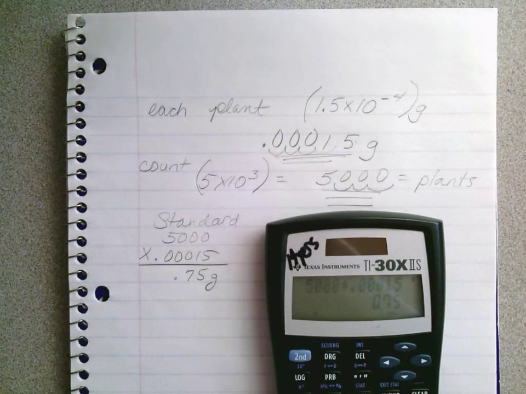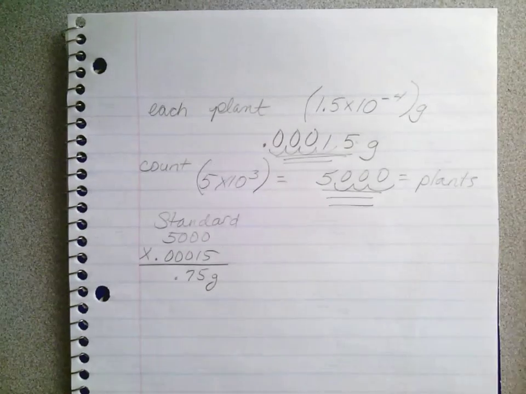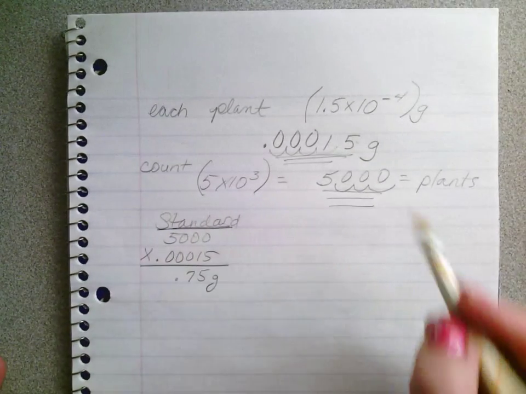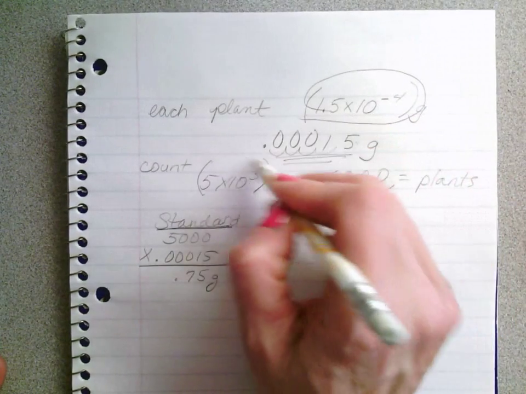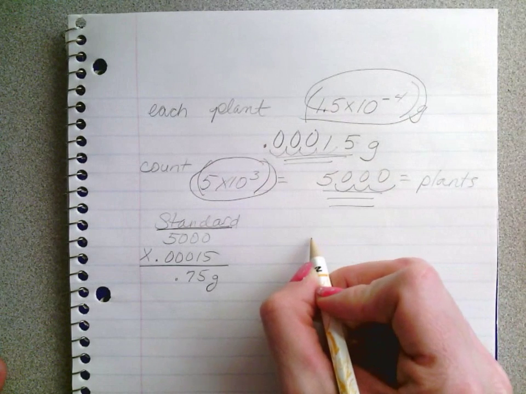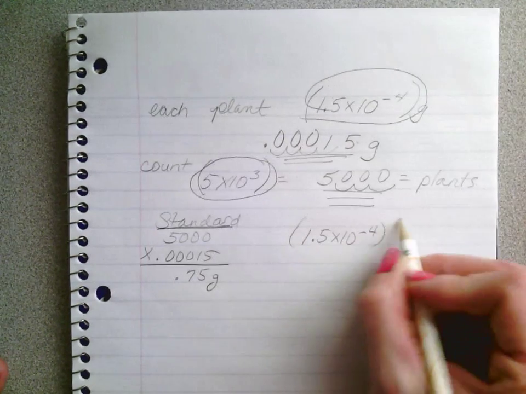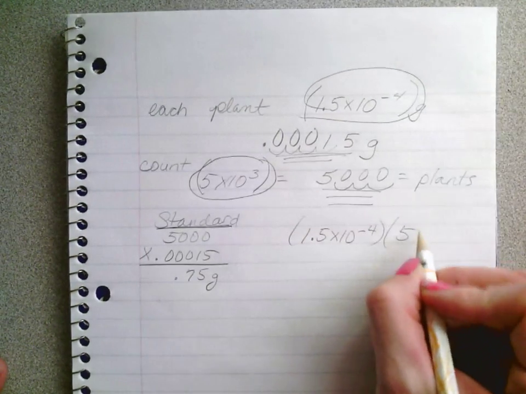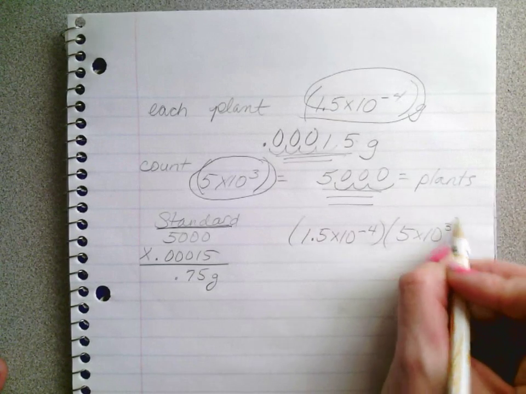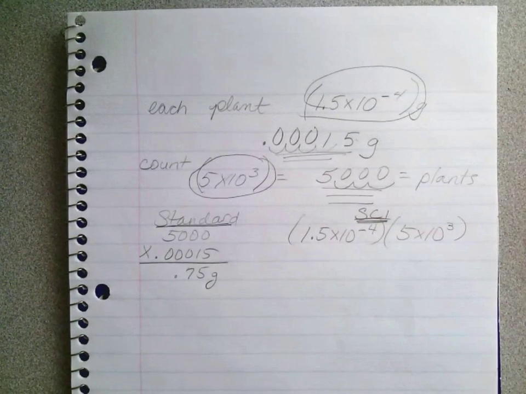But rather than converting it to standard form, what you absolutely must know how to do is use the data that you received in scientific form and simply multiply those numbers. Each plant times how many there are. And this is scientific. Well, how do you do that?